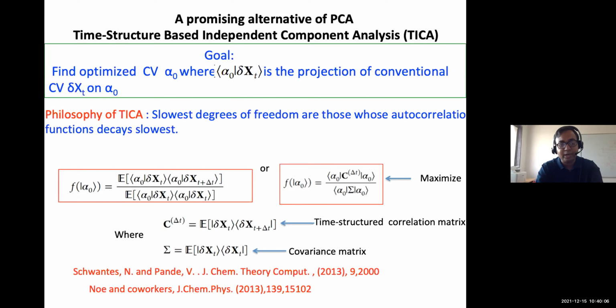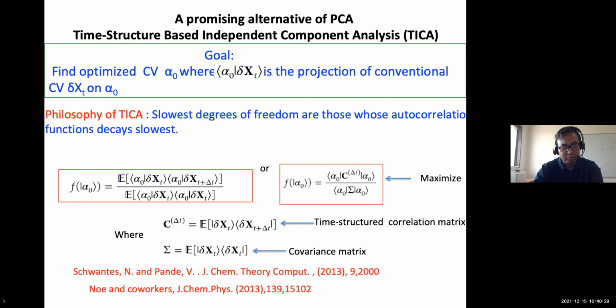So as a result, by construction, you are going to get a collective variable which will still be a linear combination of the set of collective variables that you started with. But by training the coefficients of those linear combinations, they are going to be obtained such that the autocorrelation function of that particular projection is going to be slowest. That means it is going to decay the slowest.